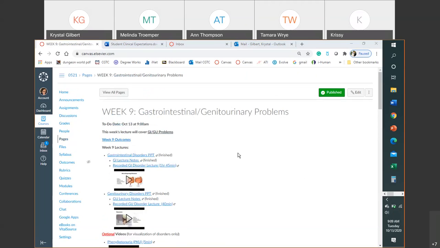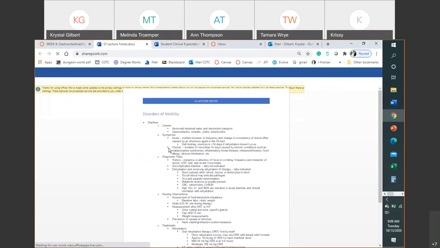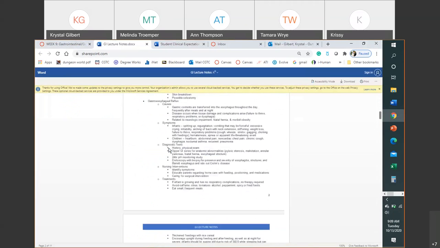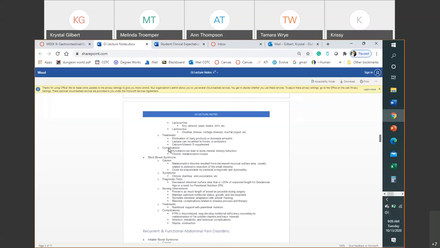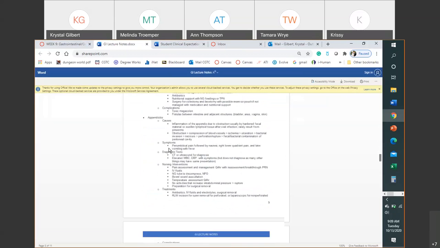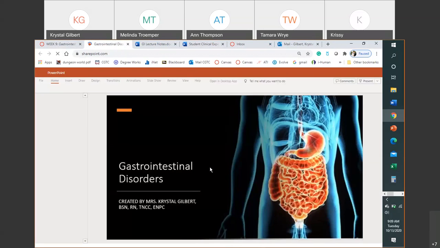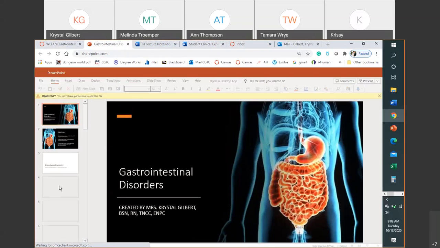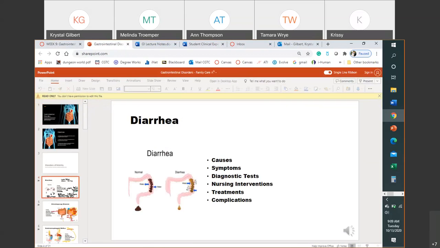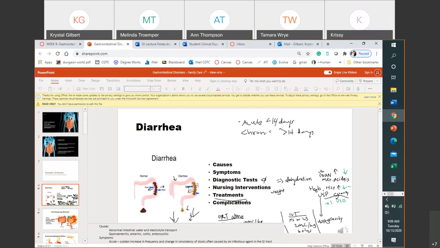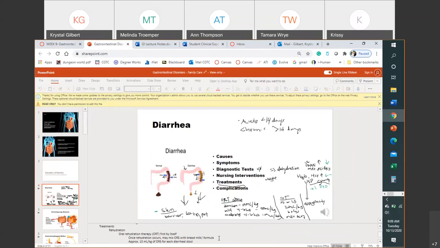So, week 9, GI/GU. I have split it into the GI and the GU. We have the lecture notes, which are pretty detailed for each disorder. And I've copy pasted them into the PowerPoint. So when you get to a disorder, the notes are what's here, and I used that when I was recording.